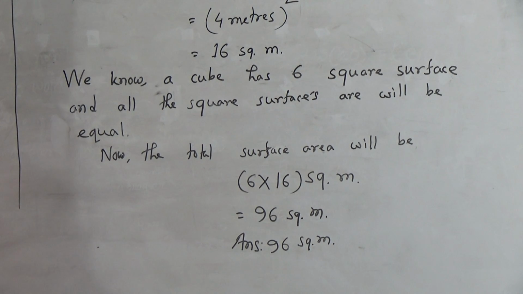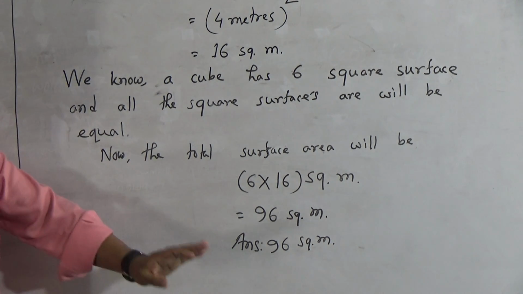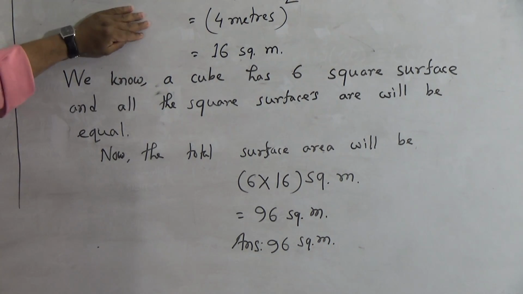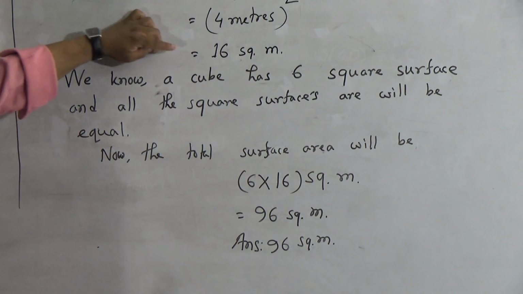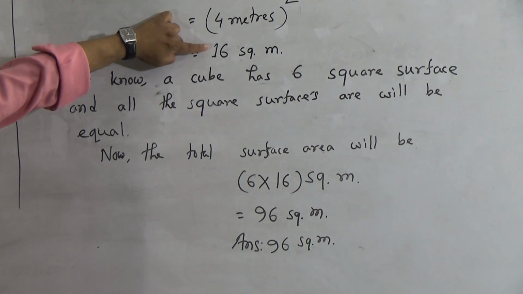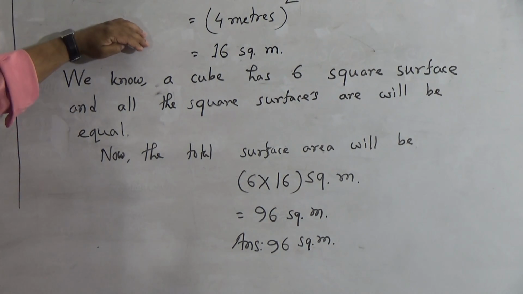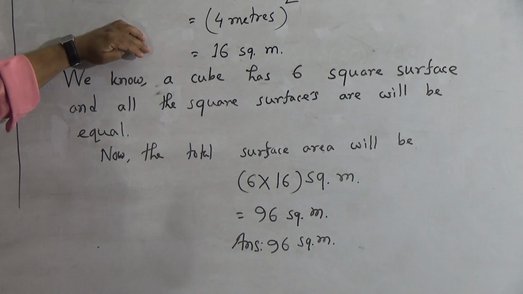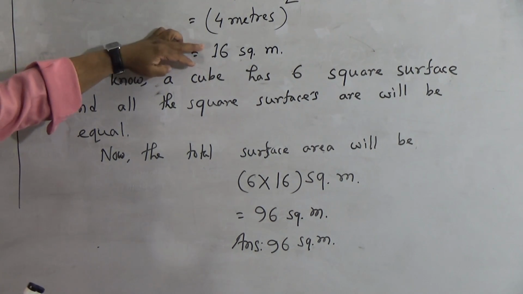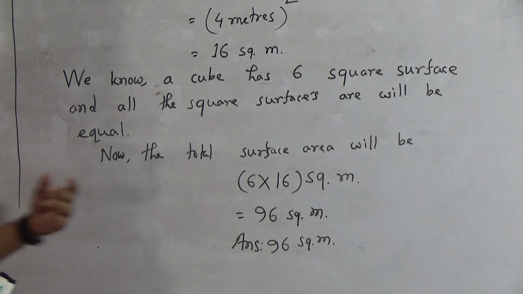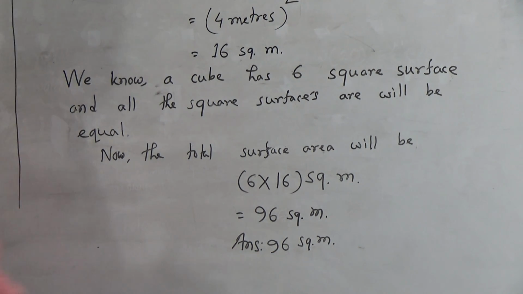But students, I hope you have understood. First of all, what we have done, we have calculated the area of only 1 square. Okay, 1 square's area is what? 1 square's area is 16 square meters, and we know that every cube has 6 equal square surfaces. That's why we will multiply this square area by 6. We will get the total surface area. Okay, I hope dear students you have understood.